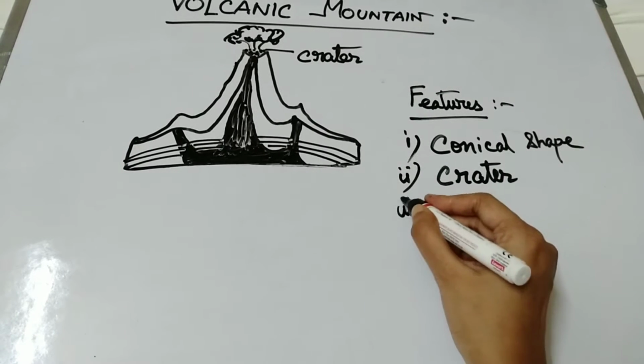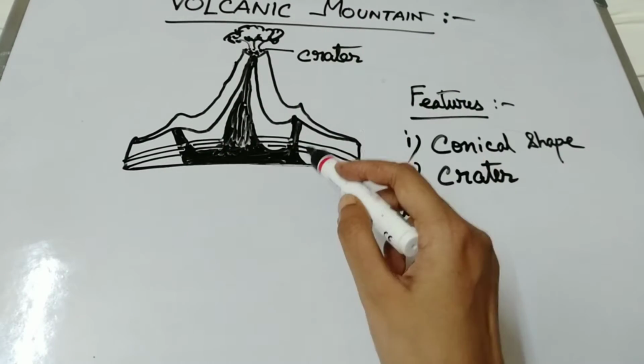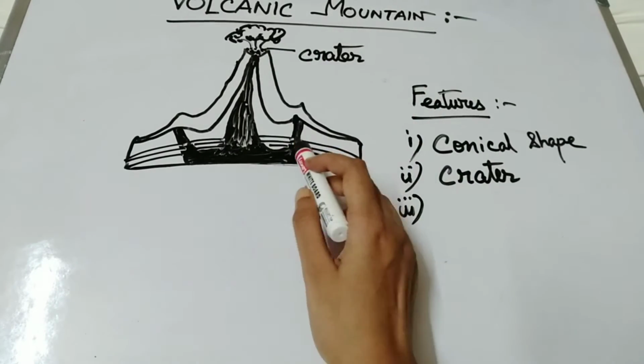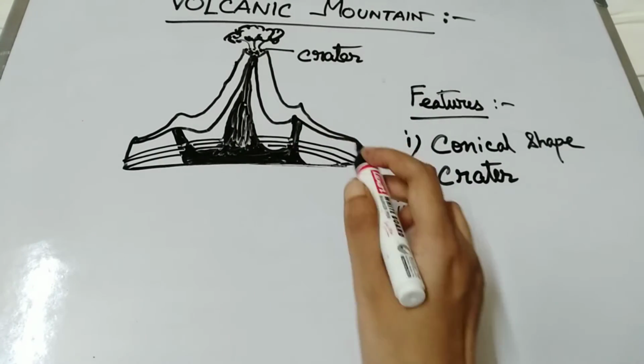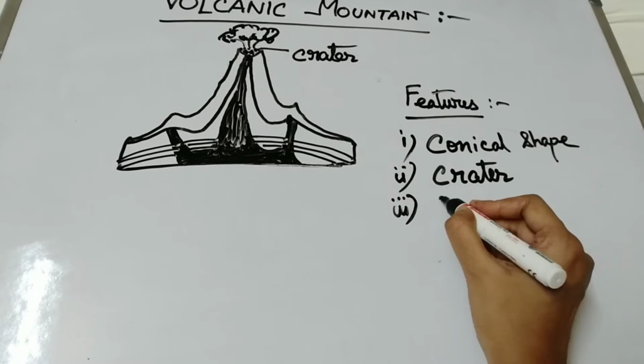Next, you can also see that most volcanic mountains have many craters. This is the main crater. Also we can see there are two temporary craters where the eruption takes place. So it also develops a few more craters which are called secondary craters.